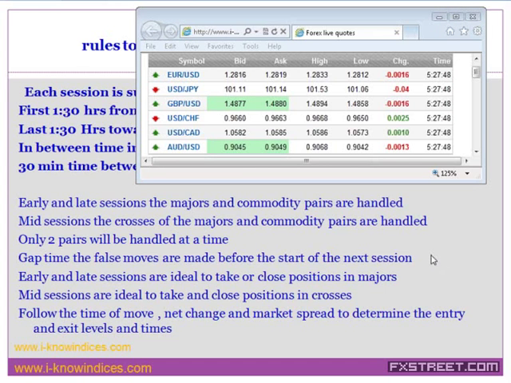Okay, no question is asked at the moment. So let me briefly explain the expected market moves for this particular week.